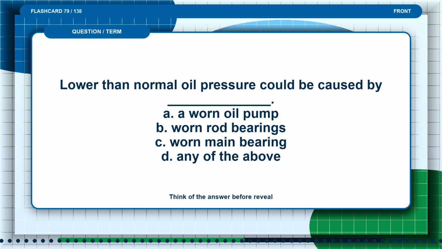Flashcard 79. Lower than normal oil pressure could be caused by blank. A. Worn oil pump. B. Worn rod bearings. C. Worn main bearing. D. Any of the above. Pause and think of the answer before the reveal.